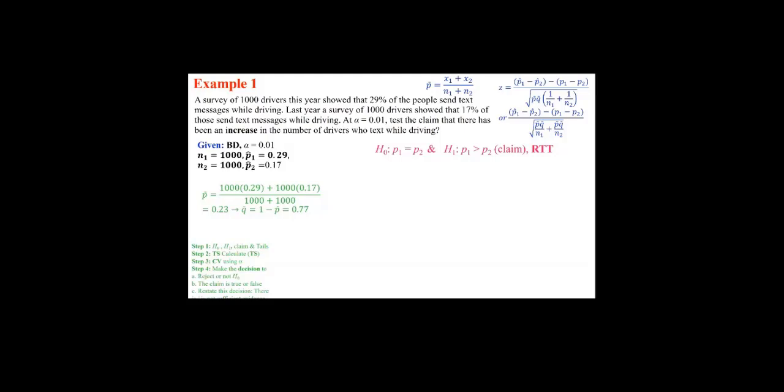Now we are ready to come up with the test statistic. We look at the formula at top. So P1 hat, 0.29 minus P2 hat, 0.17. And then we write the square root of P bar Q bar, 0.23 times 0.77 over 1000 plus the same thing over 1000. That's the square root. So as you can see, it's a complicated formula, but you don't have anything to worry about because you have it in your formula sheet and it gives you the answer.